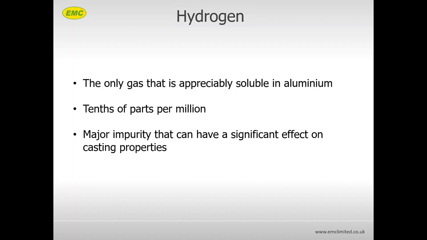Aluminium will happily dissolve most things, but the only gas that is appreciably soluble in aluminium is hydrogen. And even then, we talk about very low levels, typically tenths of a part per million. But even at these low levels, hydrogen can cause significant problems in macro or micro porosity.